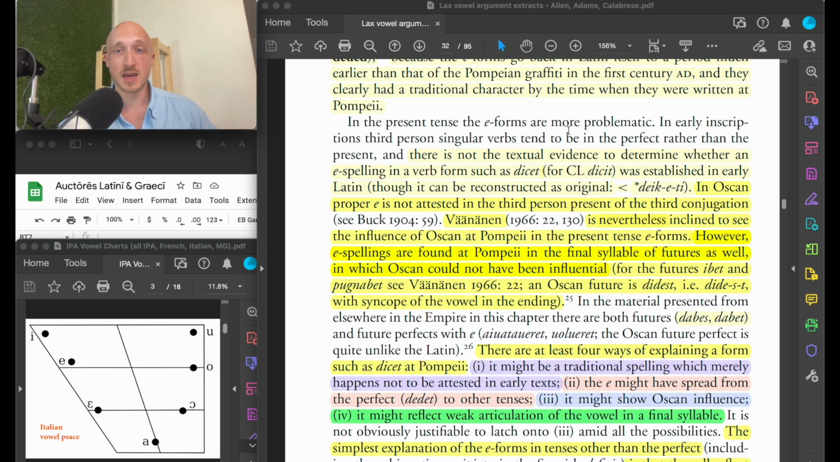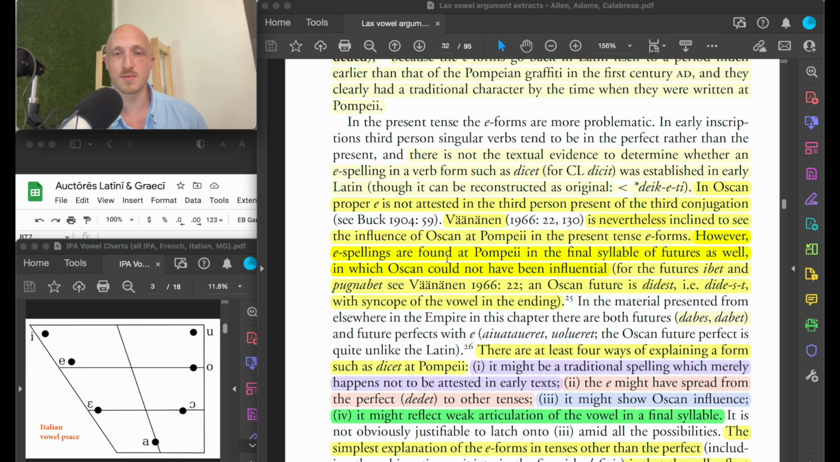In the present tense, the e forms are more problematic, though. There is not the textual evidence to determine whether an e spelling in a verb such as dicet, for dicit, was established in early Latin, though it can be constructed as original deiceti. In Oscan proper, e is not attested in the third person present of the third conjugation. Väänänen is nevertheless inclined to see the influence of Oscan at Pompeii in the present tense e forms.